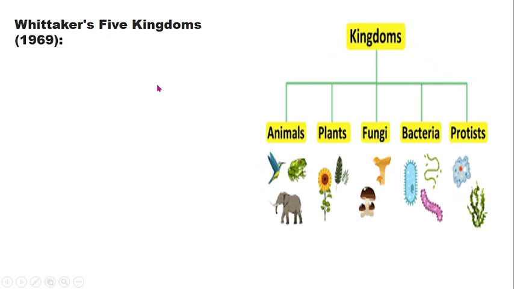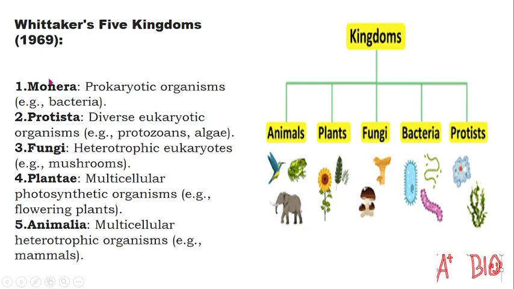So let me have a look at those five kingdoms: Monera, Protista, Fungi, Plantae, and Animalia. First of all, I'm requesting you to take examples. When we say Monera, bacteria. Monera, bacteria. I hope you are understanding.